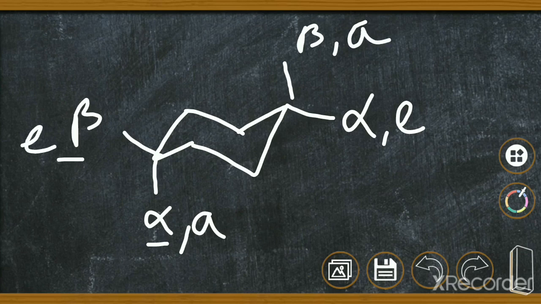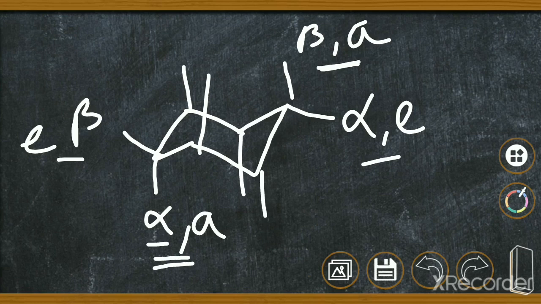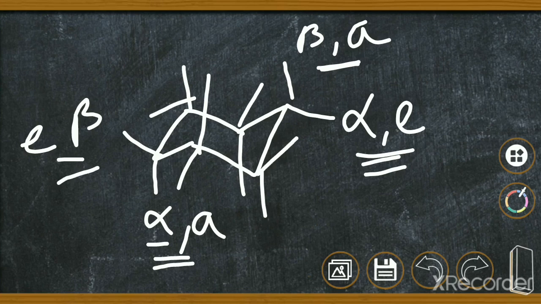So guys, how many beta axials are present? This is 1, this is 2, this is 3, so 3 beta axials are there. How many alpha axials are there? This is 1, this is 2, this is 3, so 3 alpha axials are there. Now how many alpha equatorials are there? This is 1, 2, and 3, so 3 alpha equatorials are there. And beta equatorial, how many are there? This is 1, 2, and 3, so 3 beta equatorials are there. So guys, every type of bond is present in 3 numbers.